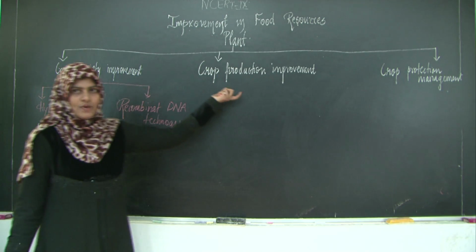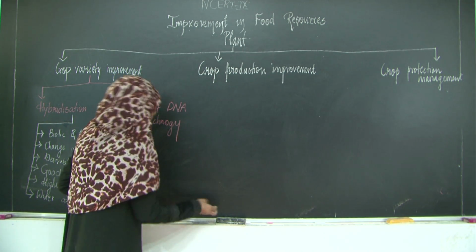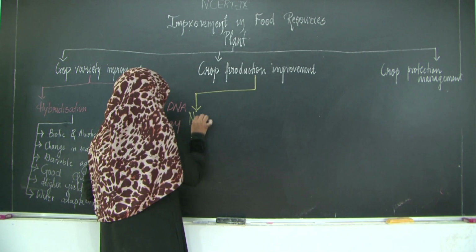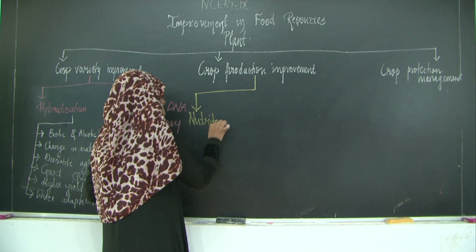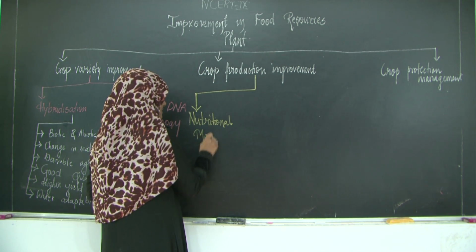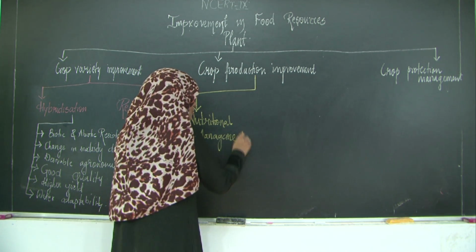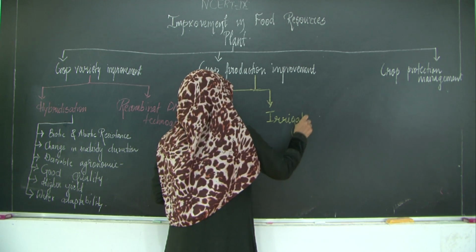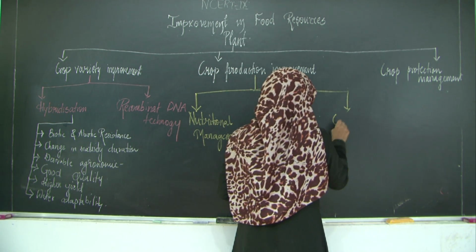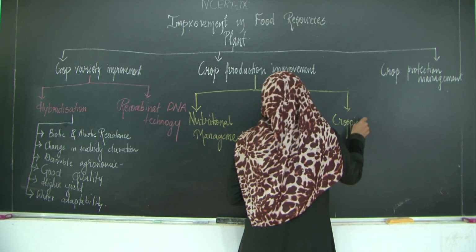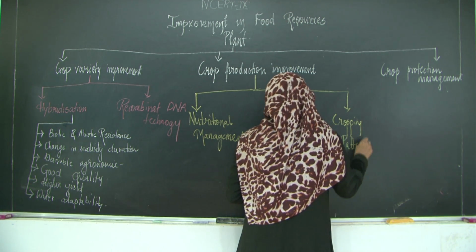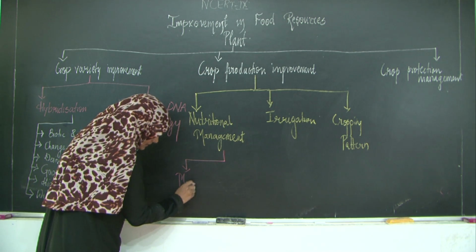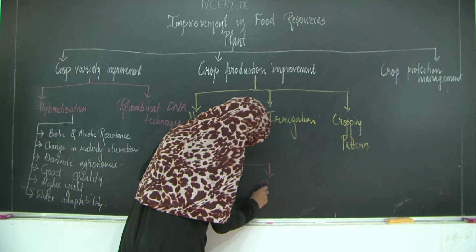Let us go to the next one, crop production management. This can be done again in 3 ways. Okay, what are the 3 ways? Nutritional management, where we manage the nutrition so that the plants grow well, then irrigation, and the last one, cropping pattern. Okay, nutritional management can be done by either manure or fertilizer.